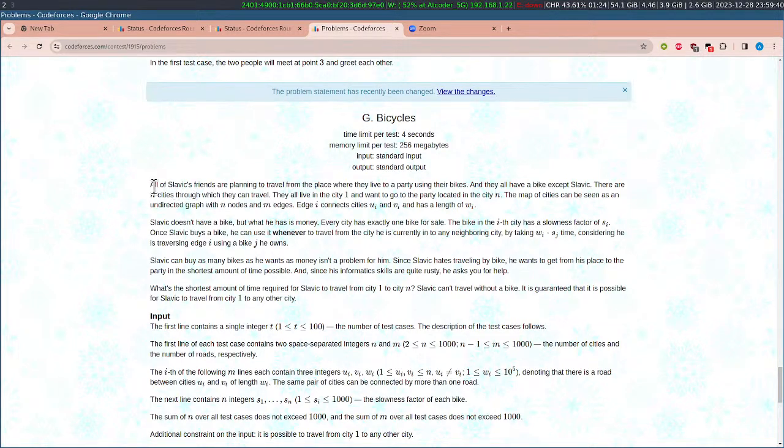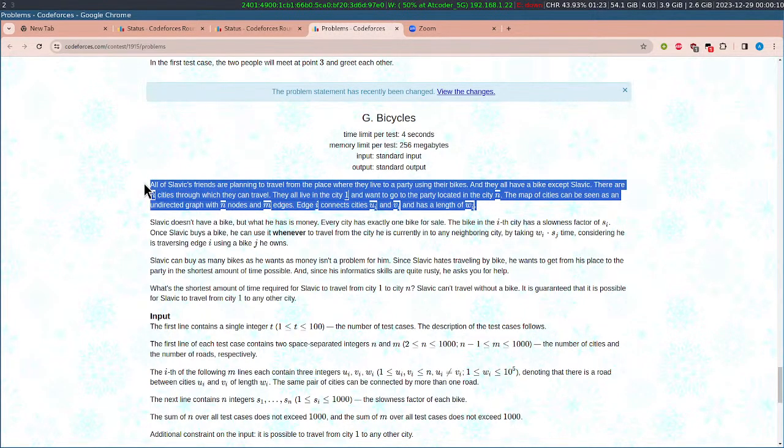The problem is called Bicycles. All of Salvik's friends are planning to travel from the place where they live to a party using their bike, and they all have a bike except Salvik. There are n cities through which they can travel. They all live in city 1 and want to go to the party located in city n. The map of cities can be seen as an undirected graph with n nodes and m edges. Each edge connects city ui and vi and has a weight wi. So far, we are given an undirected graph with m edges, and each edge has some weight.